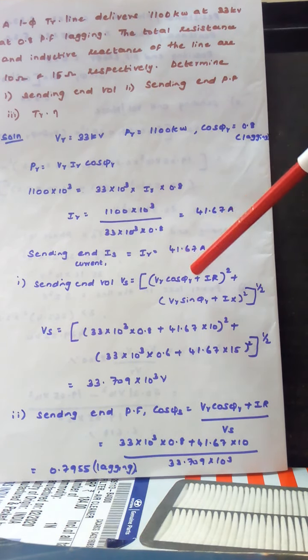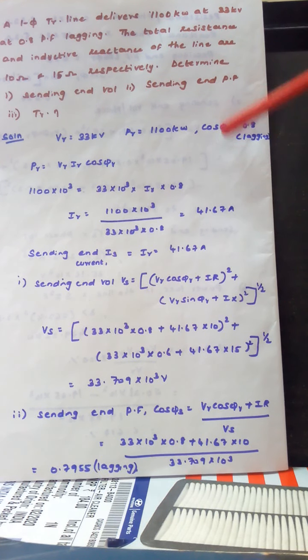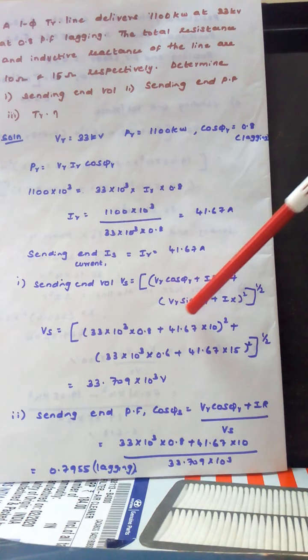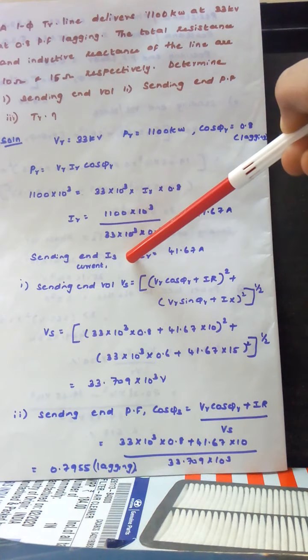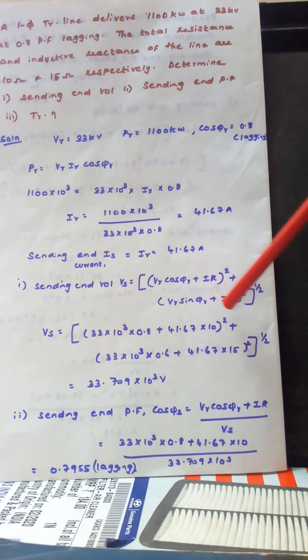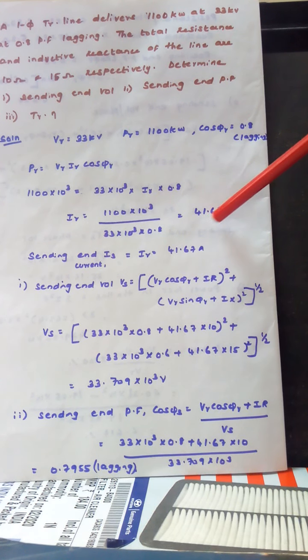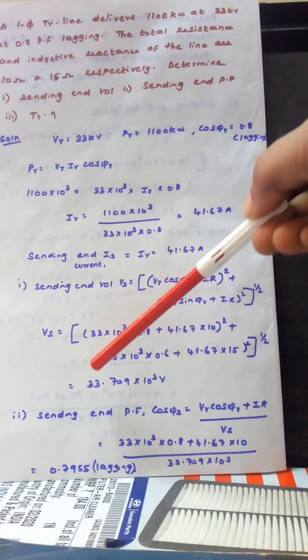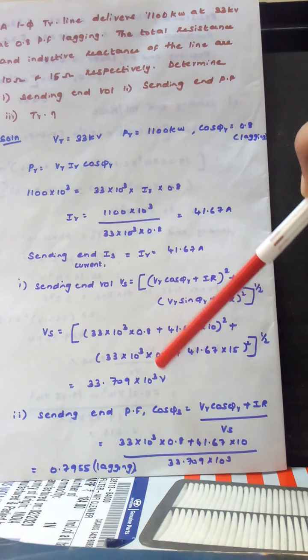So cos φr we are getting as 0.8. So from this φr equals cos inverse of 0.8, and from this we can find out sin φr. So we are getting 0.6, plus again I into X. The I value is 41.67 and the X value they have given is 15. So we are getting 33.709 into 10 to the power of 3 volt.